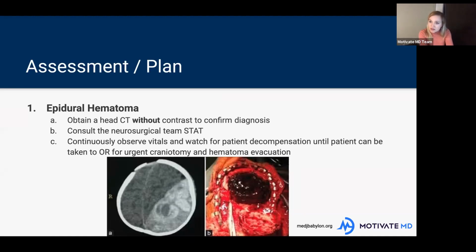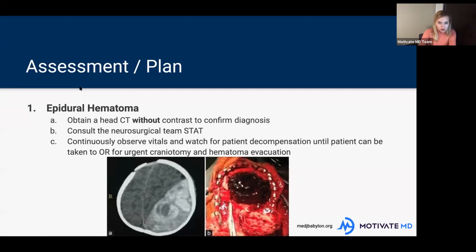See another one. Is the Glasgow Coma Scale any different for younger children or infants? That's a really good question. I do not believe so. Good questions. All right, so back to our assessment and plan.